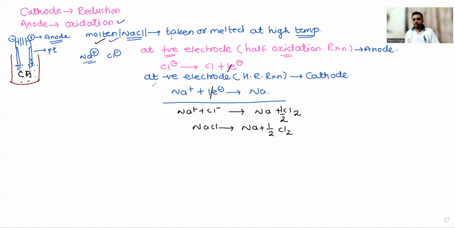What will happen when we have aqueous NaCl? In aqueous NaCl, we will also get H plus and OH minus, along with Na plus and Cl minus. In that case, what exactly we have to do, we will see in the upcoming few minutes.